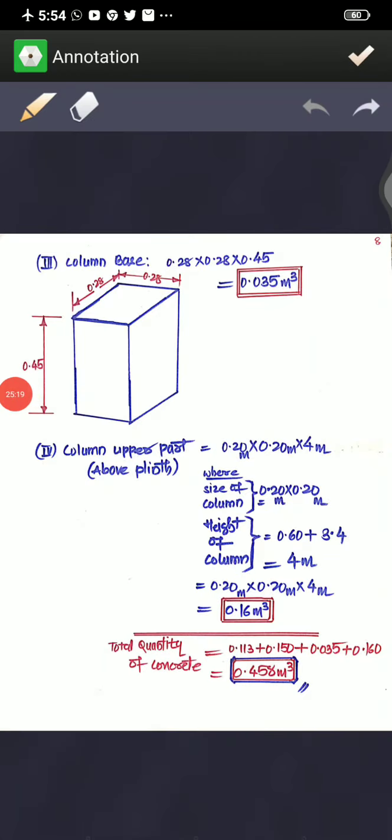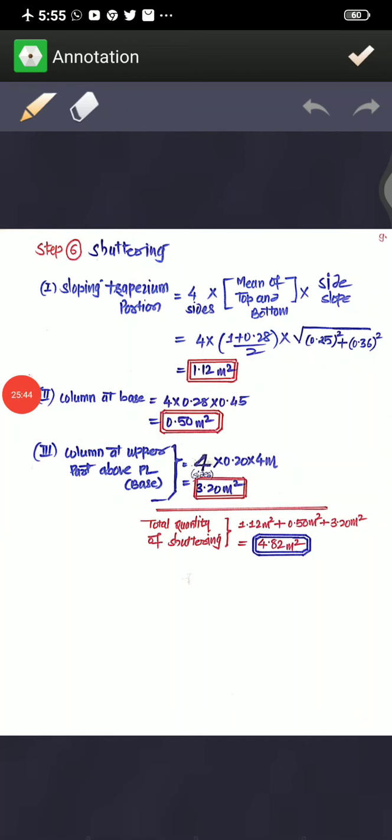Now here the total quantity of concrete is 0.113 plus 0.150 plus 0.035 plus 0.16, that is going to be 0.458 meter cube. Now this is the total concrete quantity. So you are going to determine the steel quantity, concreting quantity, and shuttering also you are supposed to determine. Now here you can see the shuttering. Again you can divide into 3 different sections, that is the sloping trapezoidal portion, then the column base, and the vertical column above the base.